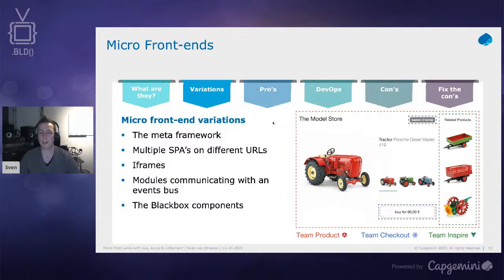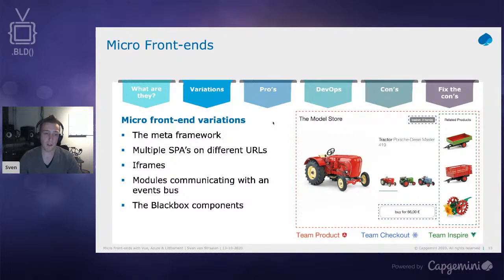You have one that's called the Meta framework. It's basically a framework wrapped around the one that's already there, and then you can inject all kinds of other frameworks. The multiple SPAs on different URLs is the one that we are going to look at. Then iframes, where basically you inject as many iframes as possible to put everything inside. And if you eventually end up with iframes in iframes, that can be a mess with testing.